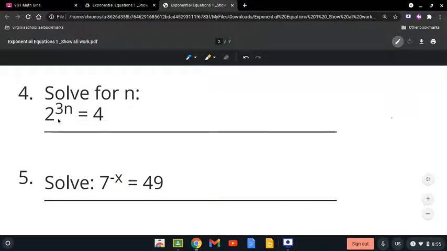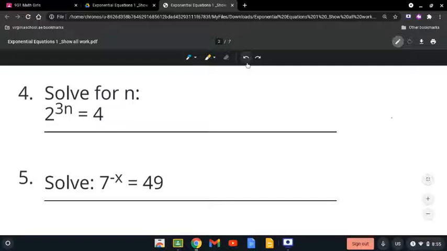Now here's another example. Now we have 2 to the power of 3n equals 4. Again, first thing we're going to look at is the base numbers. Here we have 2, but here we have 4. They're not the same base numbers.